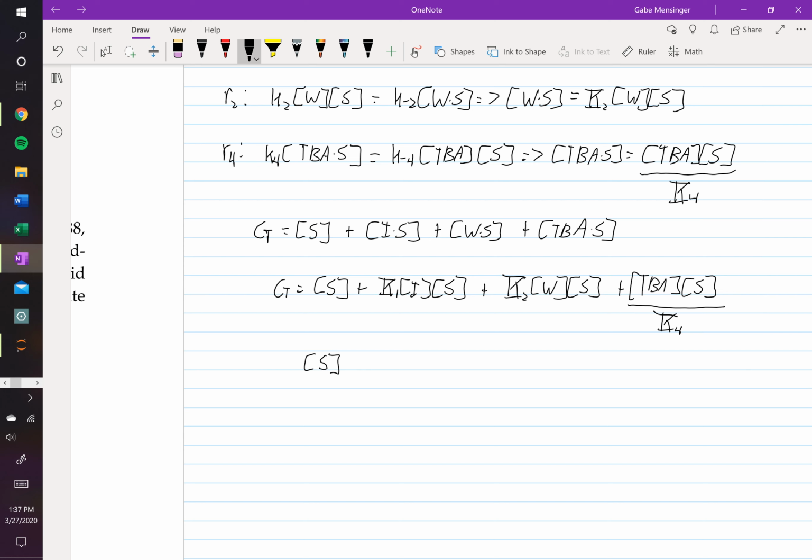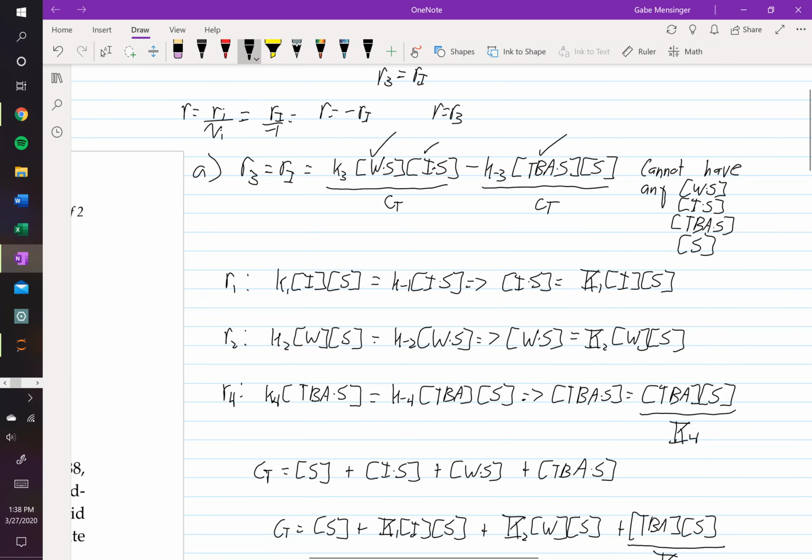We get that concentration of S is equal to Ct over 1 plus capital K1 times I, plus capital K2 times W, plus TBA over capital K4. So there's our expression for S.